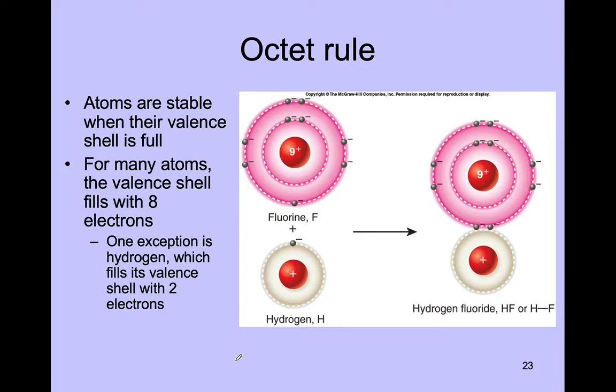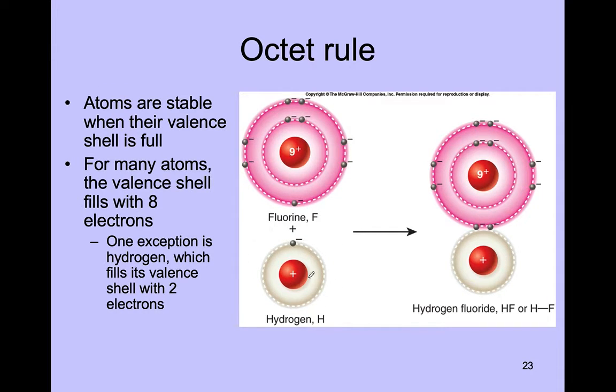Now here's the octet rule. We referred to this actually in lecture 1, but just want to go back and refer to how these atoms are shared, because these outer energy shells really want to fulfill that octet rule. Each energy shell wants 8 electrons. So for many atoms, that valence shell will fill with 8 electrons when it actually starts to share with another atom. So here we have hydrogen and fluorine.